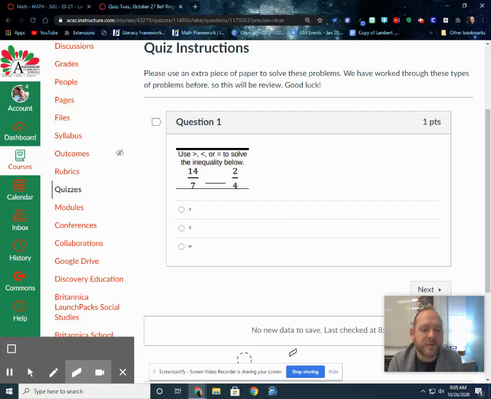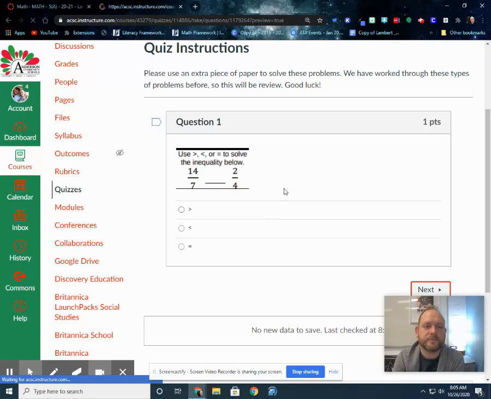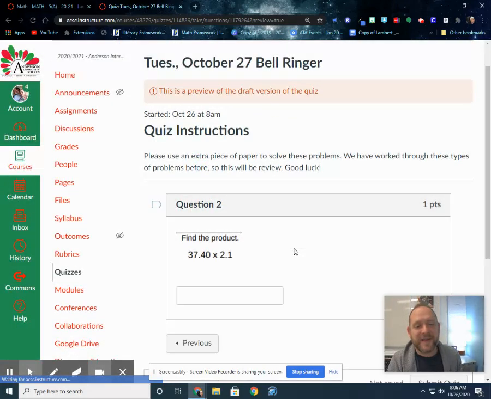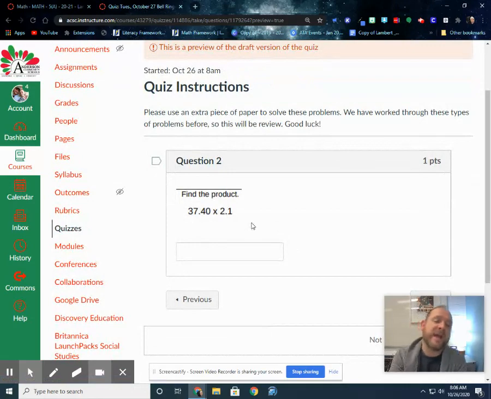All right, let's try number 2 together. Computer's running a little slow today. All right, it says find the products. We're going to multiply these two numbers. I have 37 and 4/10, or 37.4, times 2 and 1/10. Go ahead and try that out, and we will work through it here in just a second.